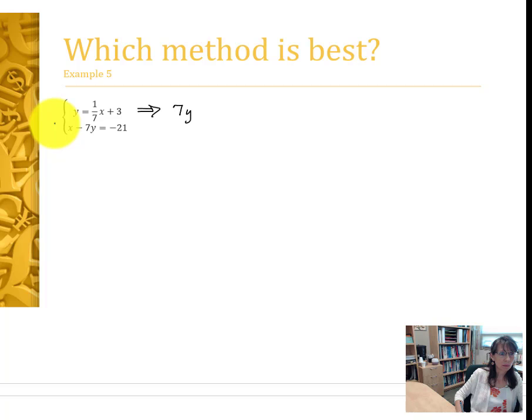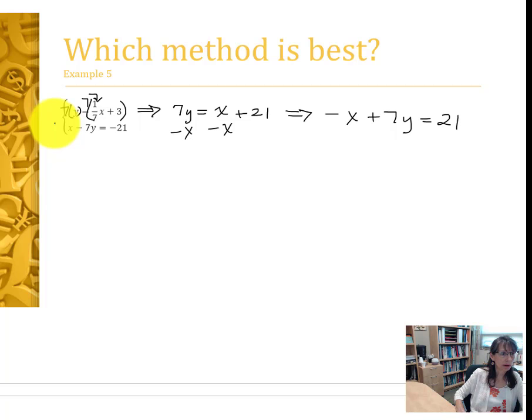So we would have 7y equals, multiplying everything by 7 here, 7 times 1/7 x would just be x, and 7 times 3 would be plus 21. So we still want to do a little more work on this one and put it into the standard form. So I need to take x away from each side of the equation. Negative x plus 7y equals 21.